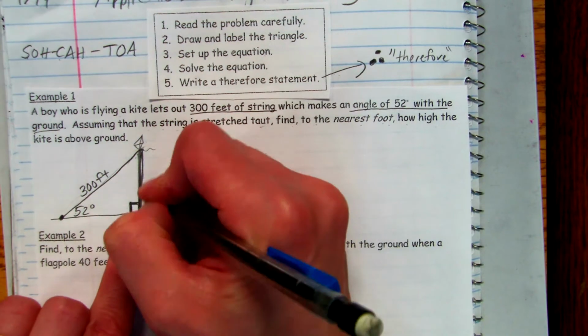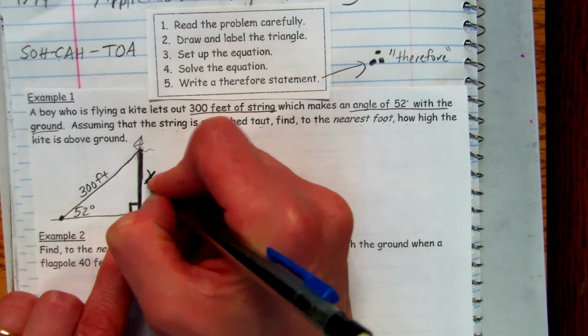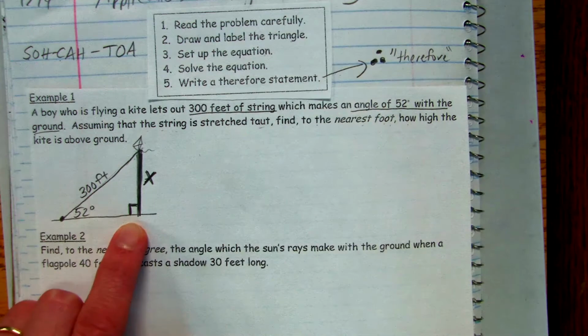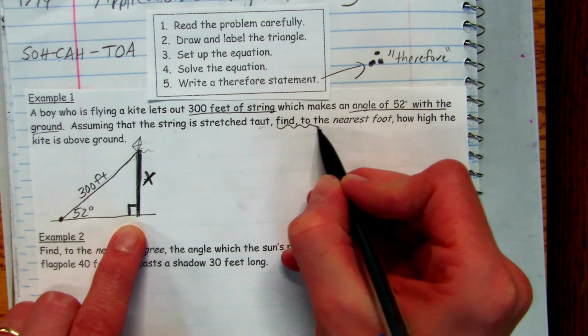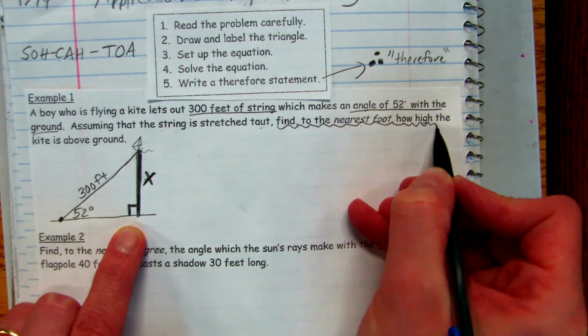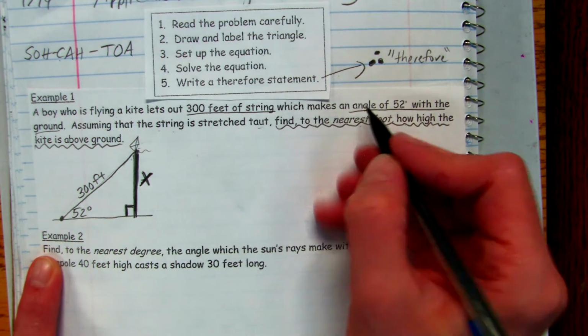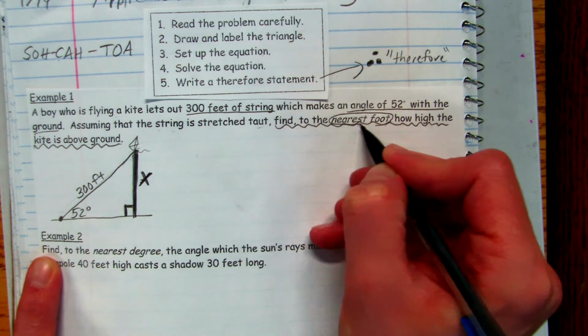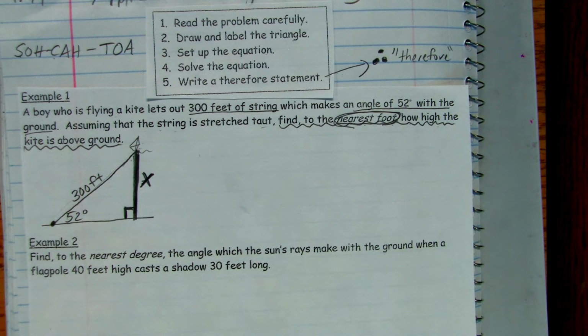So this is what we're looking for. What we're looking for is the height. So I'm going to label that with our X, or you could use H for height, whatever letter you want. And then we also need to remember, so I'm going to underline the question, that's what we're looking for. We also need to remember that they want us to find it to the nearest foot, which tells us how to round the final answer.